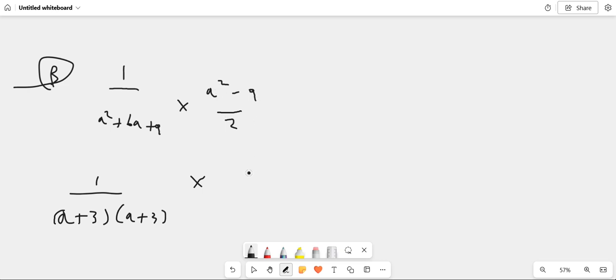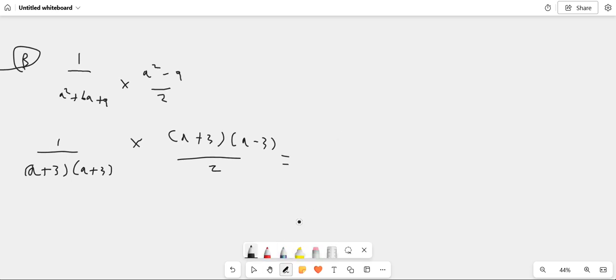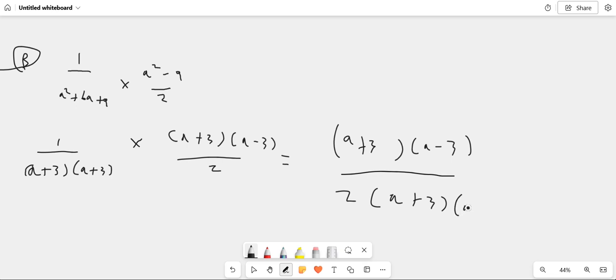And a squared minus 9 is another difference of two squares situation. So we just need to do a plus 3 and a minus 3. That's very simple, over 2. Now let's see the situation. I'll write it out for you so you can see it clearly. So that's 1 times a plus 3, a minus 3, and then on the bottom we've got 2, a plus 3, a minus 3. And hence you can just cancel, and now what have you got? You've got 1 over 2.